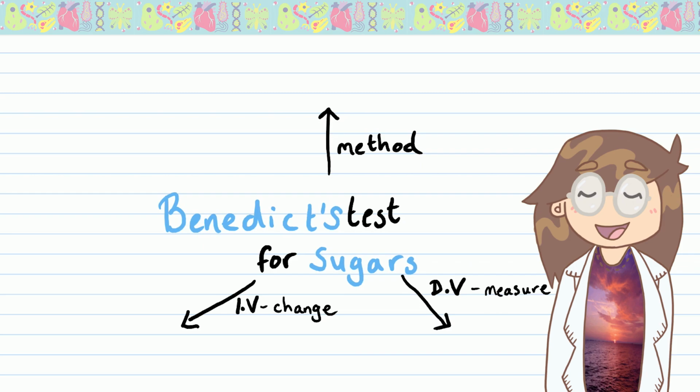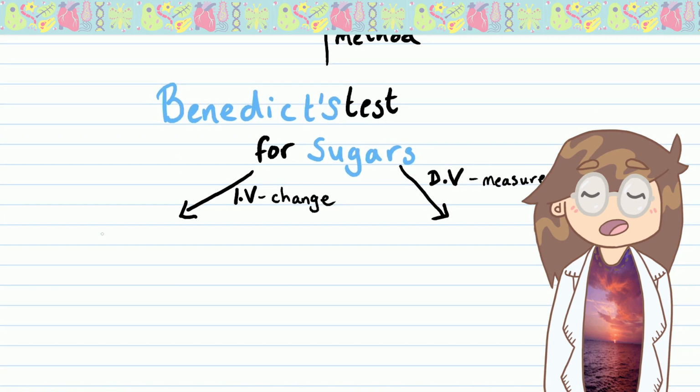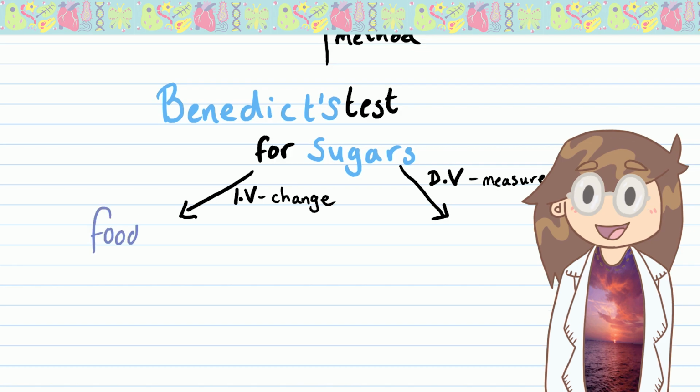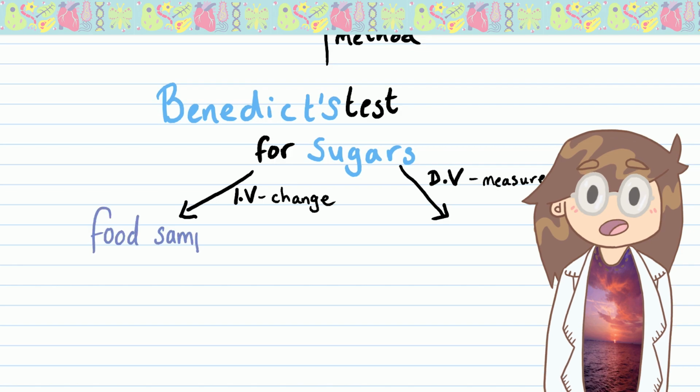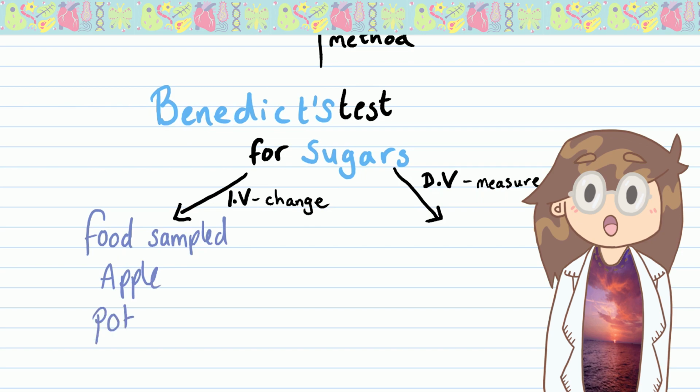The next test we're going to look at is the Benedict's test for sugars. Sometimes it's called the Benedict's test for reducing sugars, but just remember Benedict's and sugar and you will be fine. Just as before, we need to look at our variables. So the thing that we're changing, as before, is the type of food we're sampling, and our dependent variable, surprise, surprise, is a colour change again.